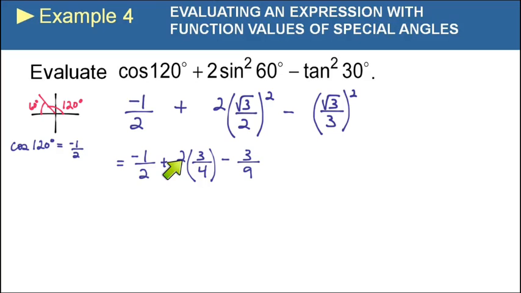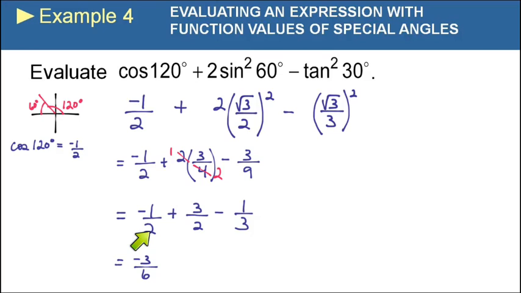Okay, now we will go ahead and multiply. 2 over 4 reduces to 1 over 2, so that becomes 3 over 2. 3 over 9 reduces to 1/3. Then you've got negative 1/2 plus 3/2 minus 1/3.